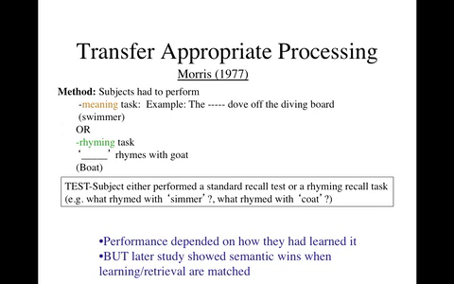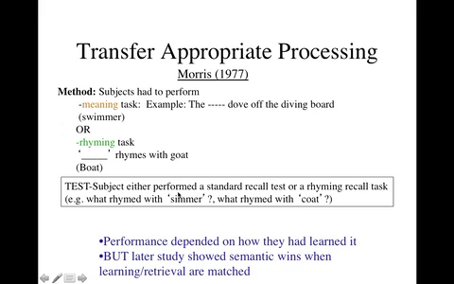So what Morris did, it's very similar to the Craik and Tulving study, was have people learn word lists either where they had to process the meaning of the word, or they had to do some sort of rhyming test. Does it rhyme with goat? Or does the blank dove off the diving board? And then you have to decide whether that fits. And so according to levels of processing, we would expect that the meaning would lead to the best memory.